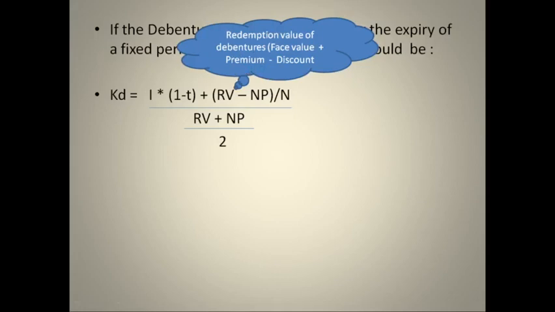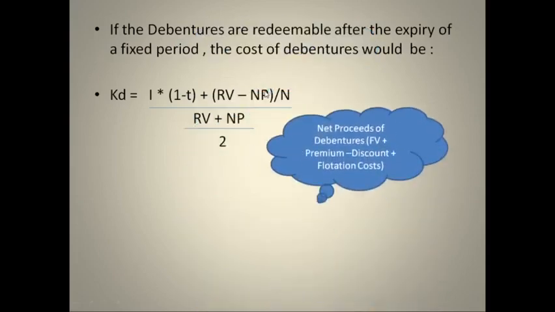Now similarly let's understand how to calculate this NP. NP means the net proceeds of the debenture, and the method for finding net proceeds is almost the same, which is nothing but face value plus premium minus discount plus the flotation costs. So there is just one addition. Since we are finding the net proceeds of a debenture, the only effect that we need to give is flotation costs. The other theory remains the same.